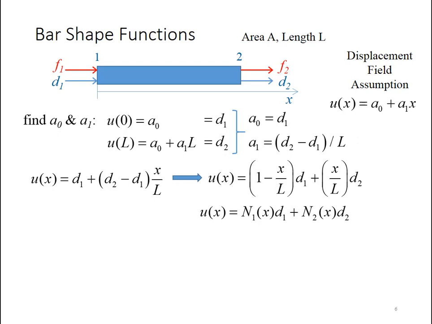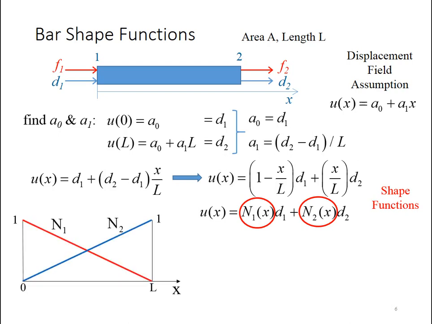Now, why am I doing this? Because in FEA we want forces and we want nodal displacements. So d1 and d2 are the nodal displacements. The coefficients of them are something new that I'm calling shape functions. These have an important characteristic in FEA. We're going to use them for all types of elements.